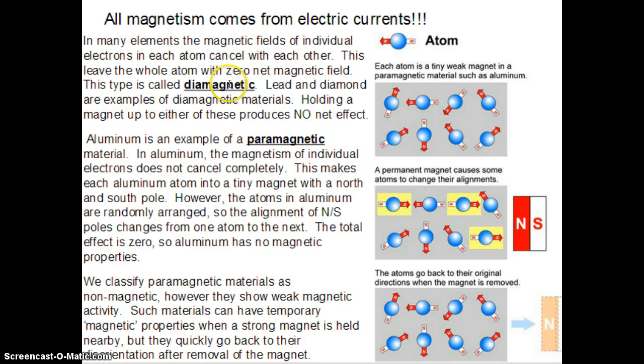There are different types of magnets here, and there are different ways in which we can look at it. A diamagnetic material, lead and diamond for example, has no magnetic effect when a magnet is held near it. But paramagnetic materials, such as aluminum, can hold a slight temporary magnetic field. We classify paramagnetic materials as non-magnetic, however, they show weak magnetic activity. Such materials can have temporary magnetic properties when a strong magnet is held nearby, but they quickly go back to their disorientation after the removal of the magnet.